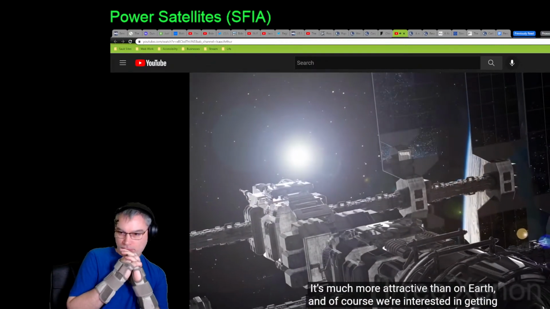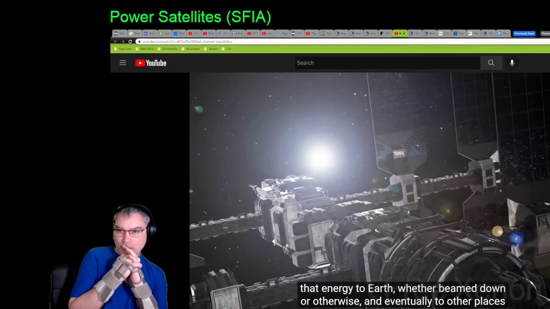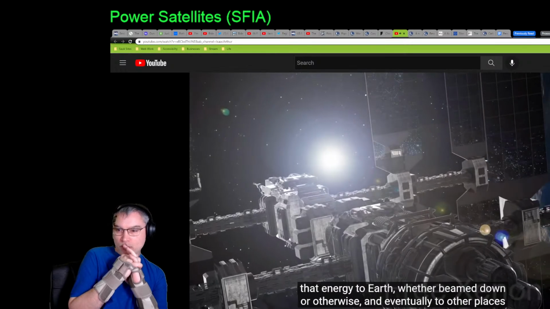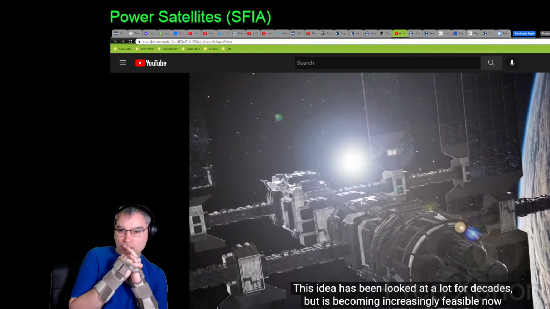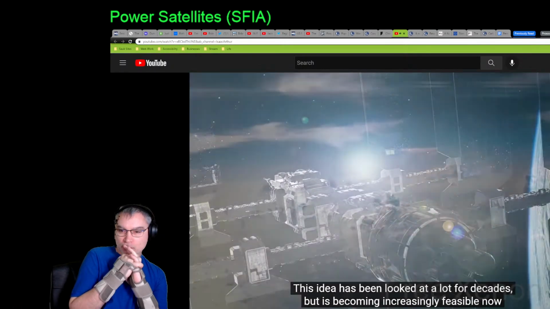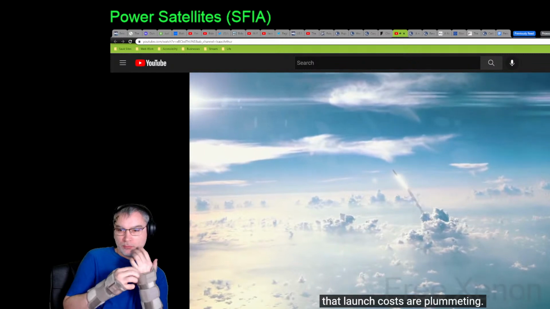It's much more attractive than on Earth, and of course we're interested in getting that energy to Earth, whether beamed down or otherwise, and eventually to other places in space. The idea has been looked at a lot for decades, but is becoming increasingly feasible now that launch costs are plummeting.